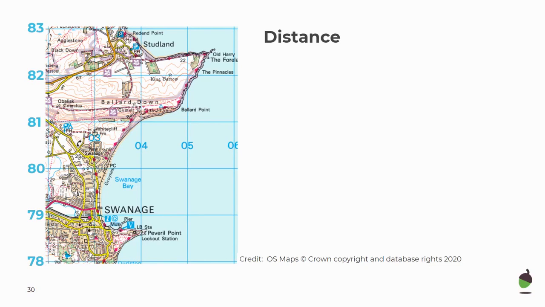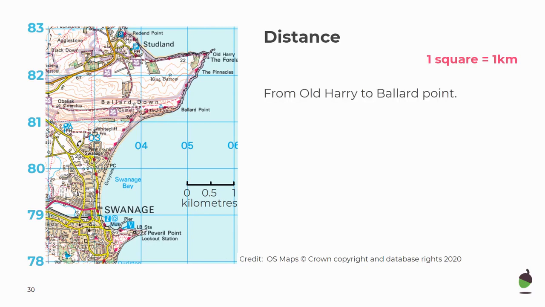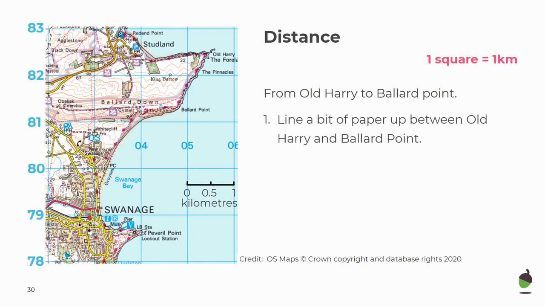Another thing examiners like asking us is to work out distance on a map. To do this, we need to know that 1 blue square on an Ordnance Survey map is always 1 kilometre. We want to try and get from Old Harry, so here it is, up in the top corner, the stack, down to Ballard Point, and to find out how far that is. The first thing you would do is line up a bit of scrap paper between Old Harry and Ballard Point. So if this is my piece of paper, you can see where I've put Old Harry on the top corner, and I've lined it up along the coastline so it's in line with Ballard Point.